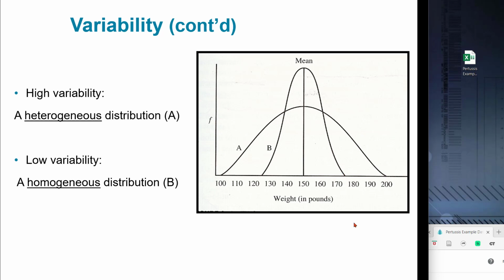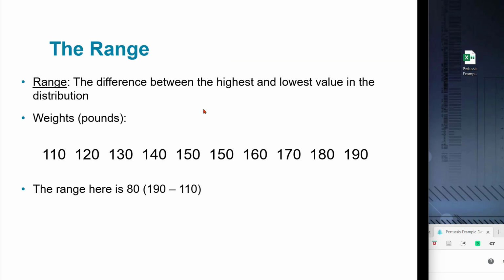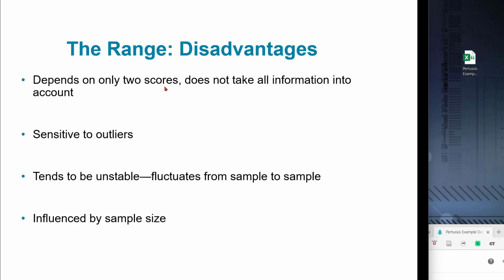There are 4 indexes of variability, and each one can easily be calculated by computer software for us. The range of a data set is easy to understand. It's just the range of data going from lowest to highest. The range has advantages when you use it in statistics. It also has its disadvantages. The range is just 2 scores and can fluctuate from sample to sample.